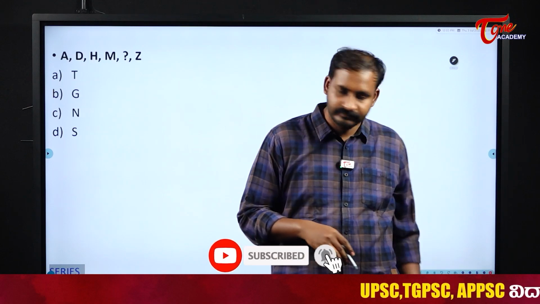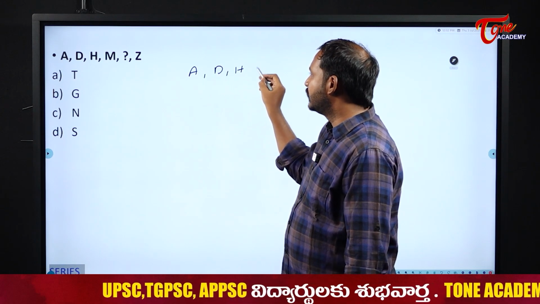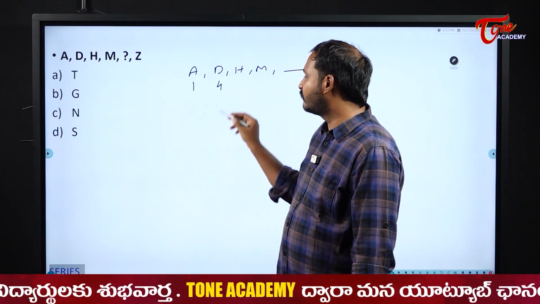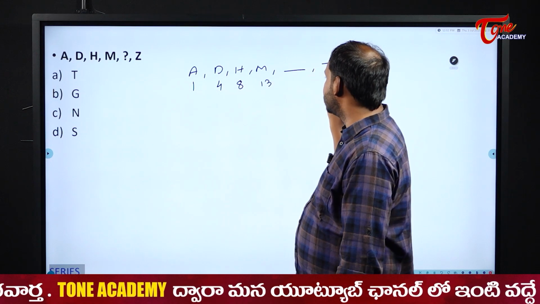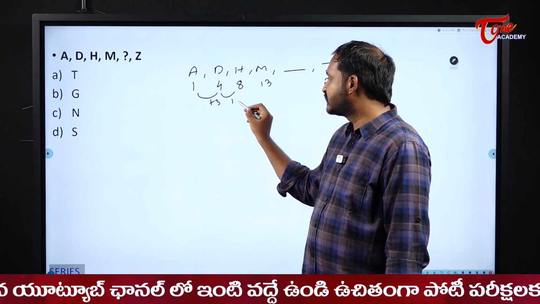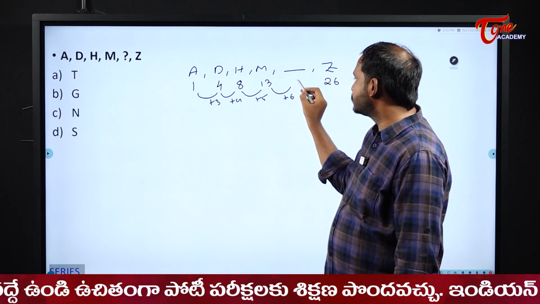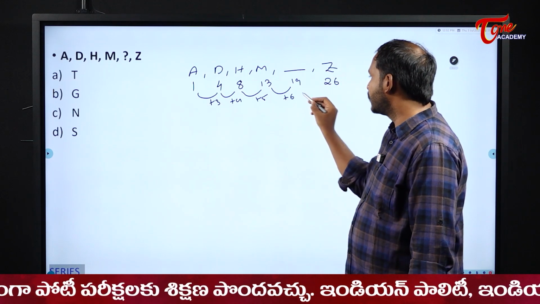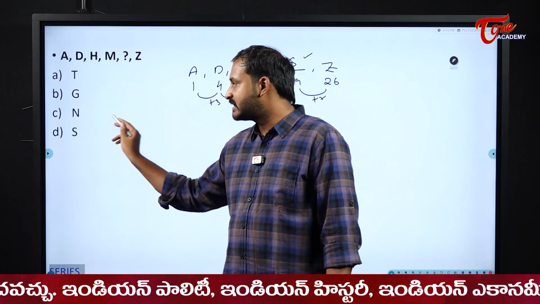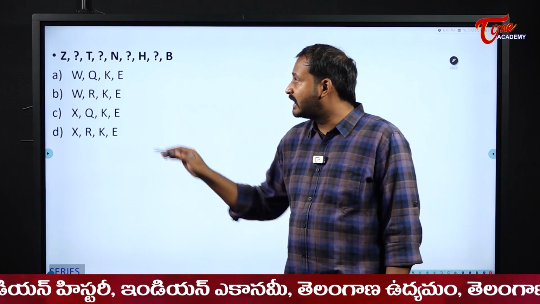Right? Next one. ADHM, a break, and then Z. A is the first alphabet, D is the fourth, H is the 8th, M is the 13th and Z is the 26th. Now please see what is happening here. Plus 3, plus 4, plus 5. If I assume in the same manner plus 6, it becomes 19. And check whether it is continuing: plus 7, it is 26. Yes, it is continuing. What is the 19th alphabet? So my answer here becomes S.